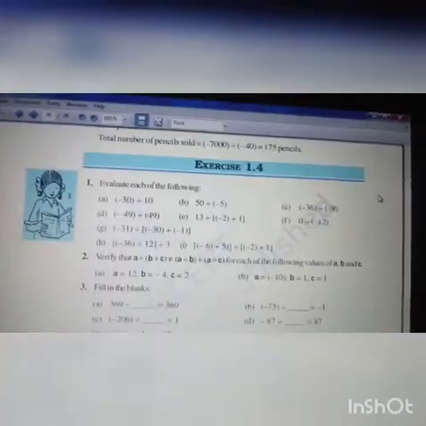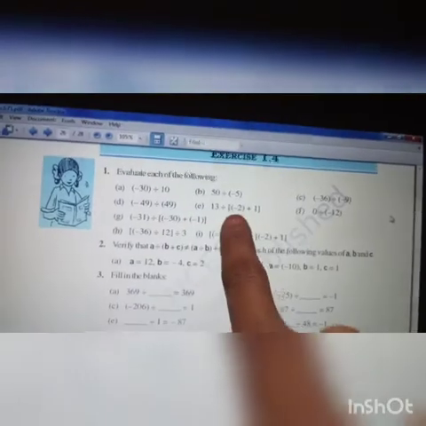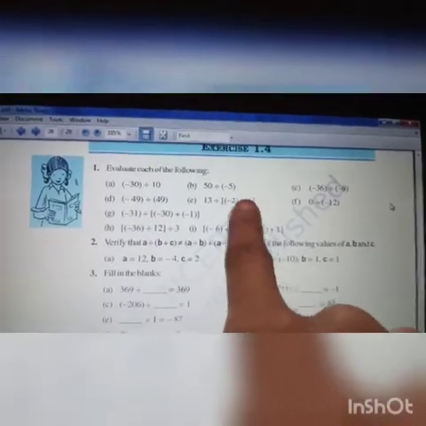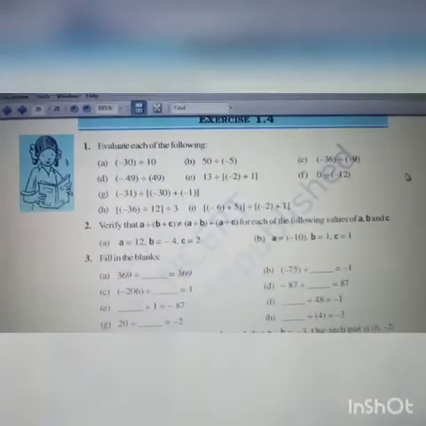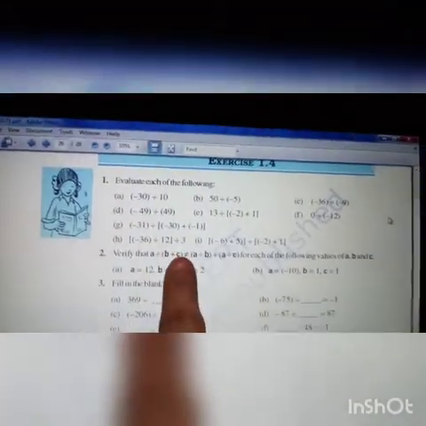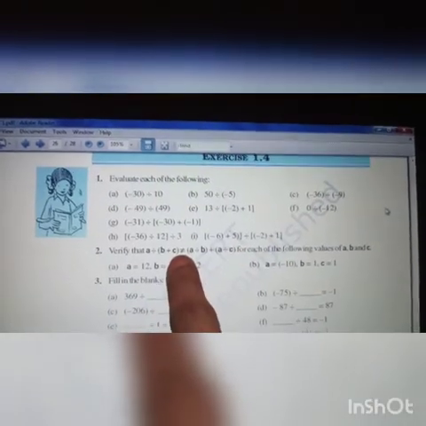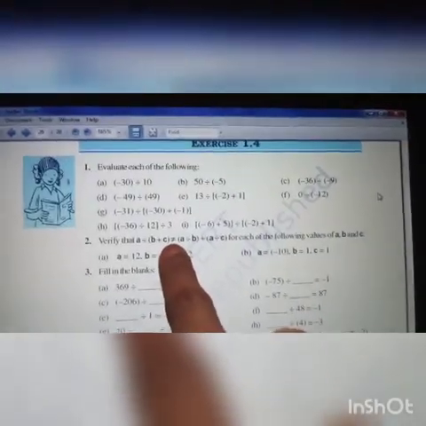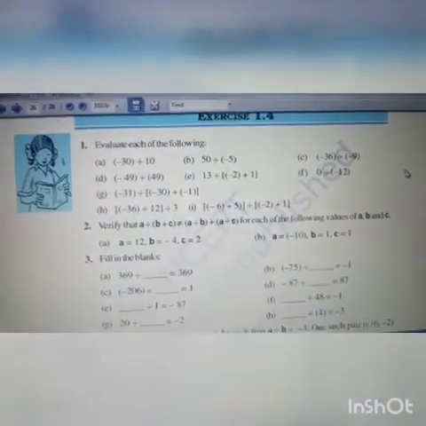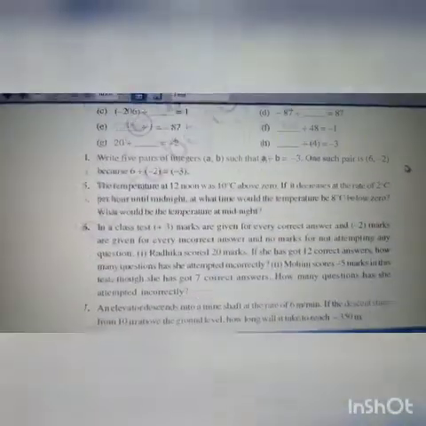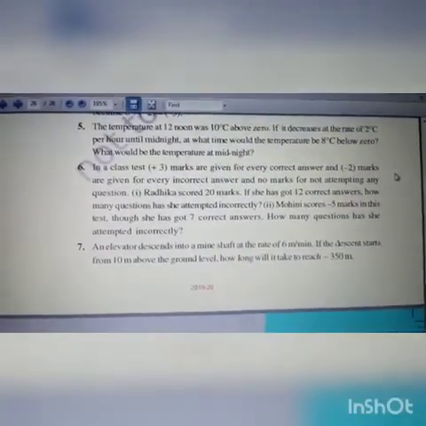Now exercise 1.4. This is as usual. We have to divide it. See, when this type of problem comes, what should you do? You should do the operation inside the bracket, then you should divide it by the BODMAS rule. Verify problem. In 1.3 we had verify problems with equal to. In 1.4 our verify problem is not equal to. So you should prove that it is not equal to. Fill in the blanks are given and a few word problems are given. So that's all for this exercise.